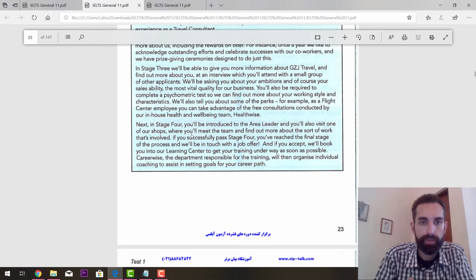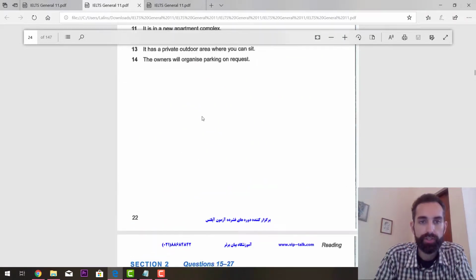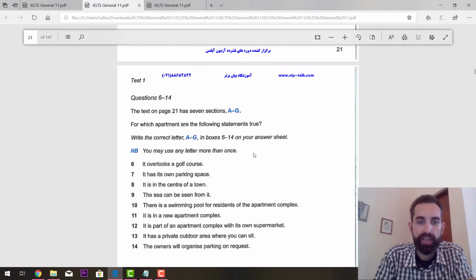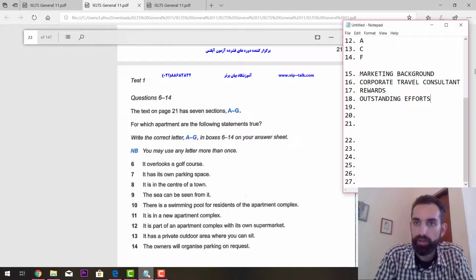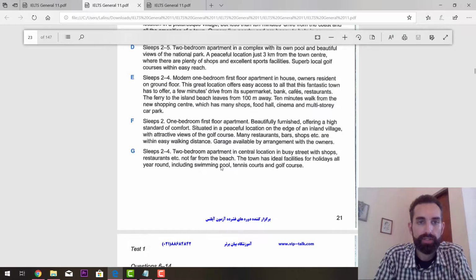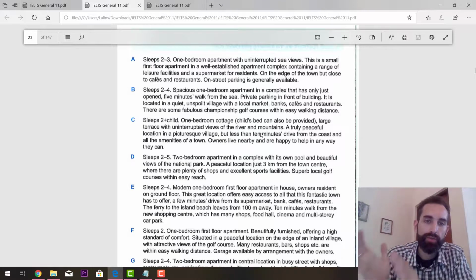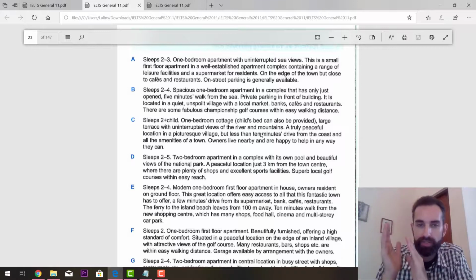Let me bring it back up. I'll show you just to illustrate my point. Yes, where was it? Yes, question 13. That was, it has a private outdoor area where you could sit, and the answer to that was C. That was house C. And they said a large terrace with uninterrupted views of the river and mountains. See, if you didn't know that a terrace is a private outdoor area of a property, then you would have no idea what that meant.